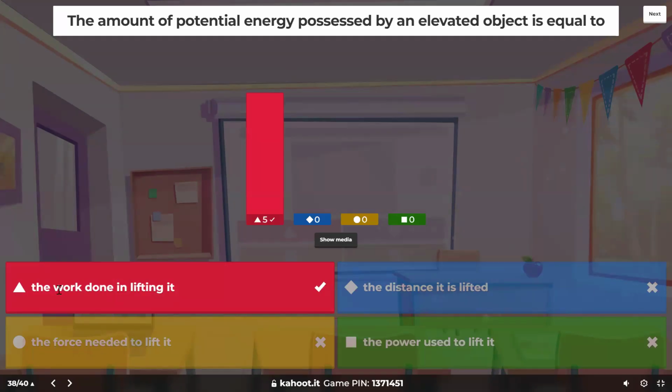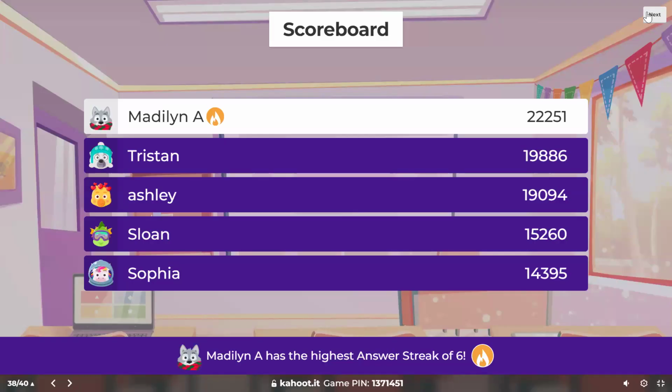Also, this is the only one that works in terms of units. Guys, what's the unit for work in this class? Joules. And energy is also in joules, right? Distances in meters, forces in newtons, powers in watts. So there's only one possibly true answer, just in terms of units. All right.